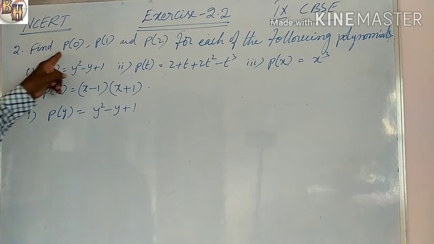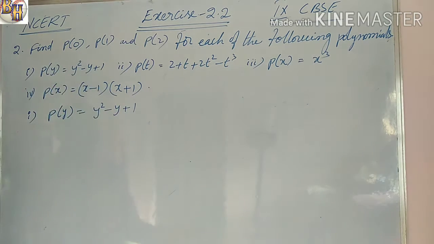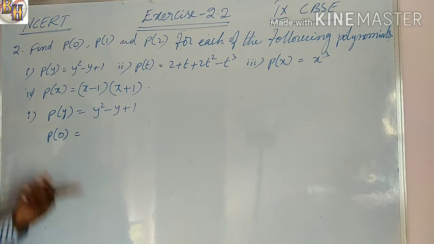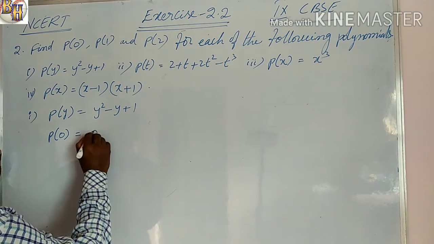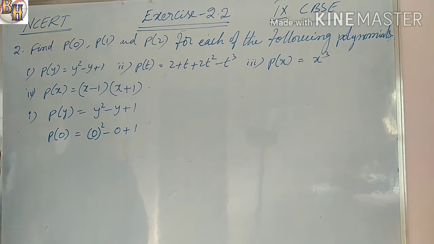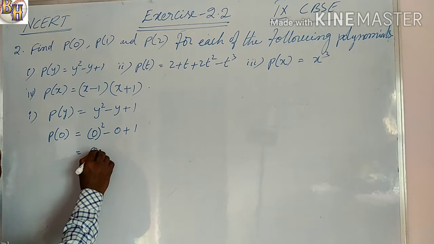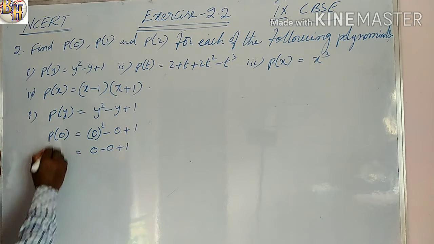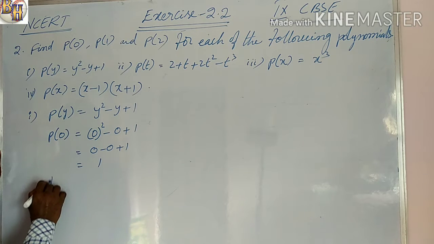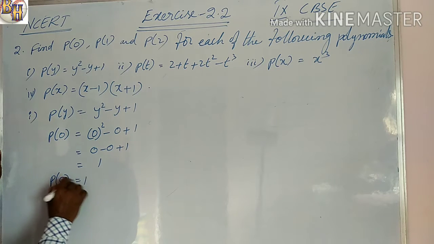Okay. First, what is that? P of 0 value, find out. P of 0. How much in the place of y? 0. That's all. 0 whole square minus 0 plus 1. 0 whole square how much? 0 minus 0 plus 1. Then how much? 1 only. So P of 0 is equal to 1.